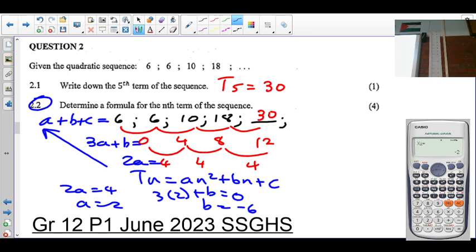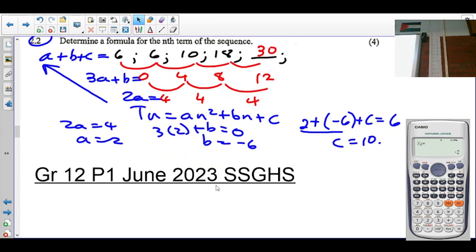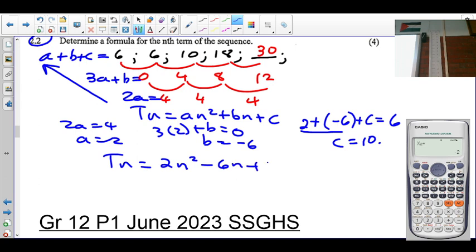Then we've got a, which is 2, plus b, which is negative 6, plus c is equal to 6. So that is going to give you negative 4, so c is going to give us 10. Okay? So that would simply give us a general term of Tn is equal to 2n squared minus 6n plus 10.